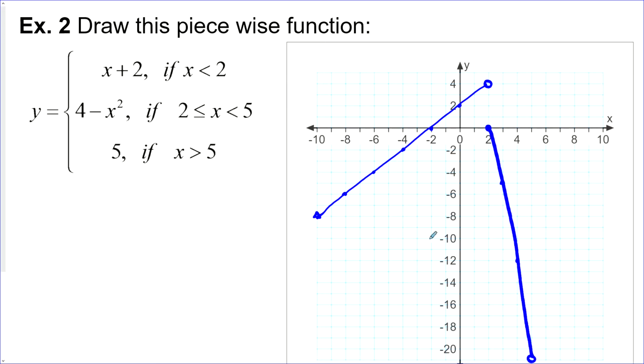something like that. And the last piece is y equals 5, so it's just a constant whenever x is greater than 5. So I'll put an open circle here, and then the flat horizontal line with an arrow.